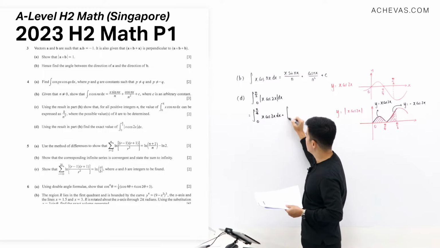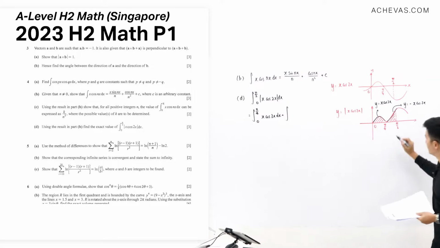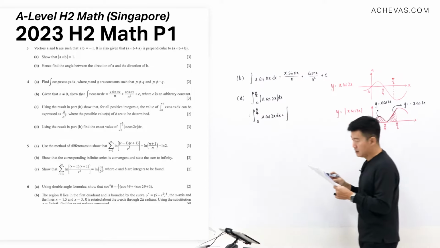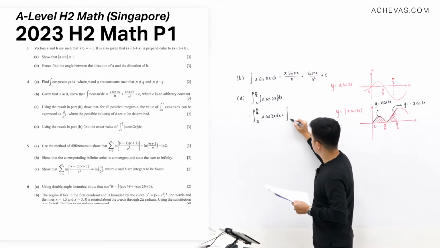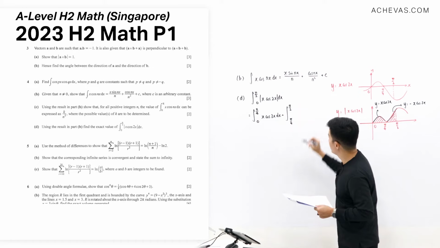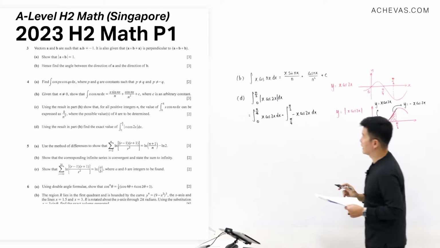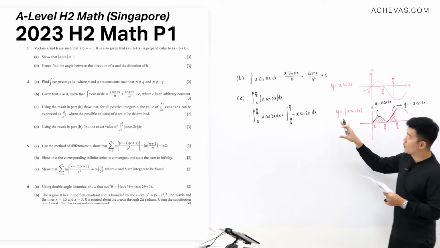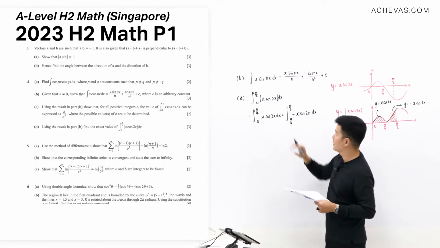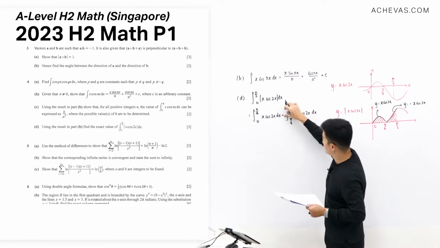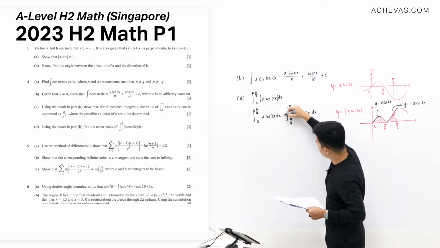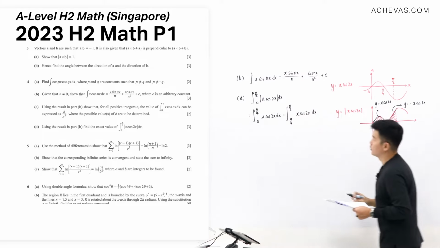Then the other region, we will be integrating from pi over 4 to pi over 2 for this graph instead. So it's going to be from pi over 4 to pi over 2, and it is going to be a minus x cosine 2x dx. So this will represent this. Let's just move this negative out. So there will be a negative here, and here it is going to be removed.